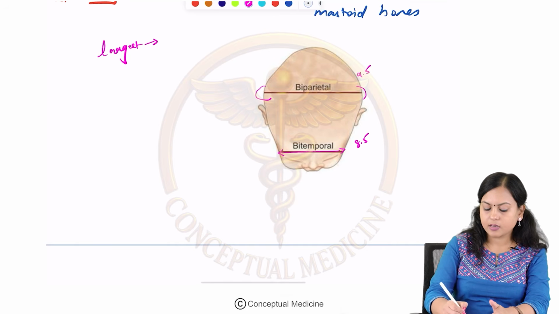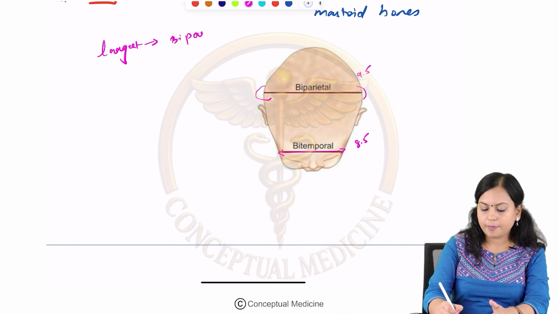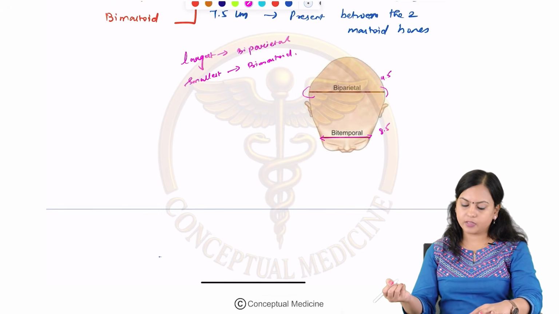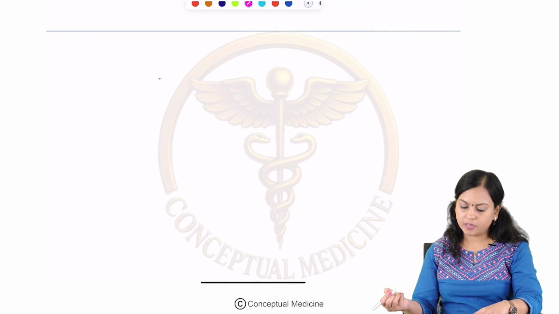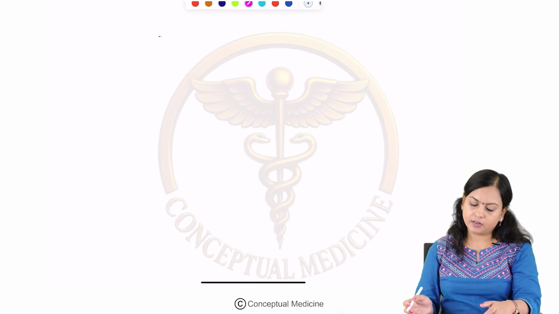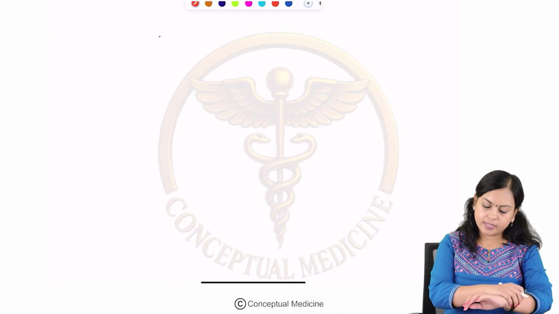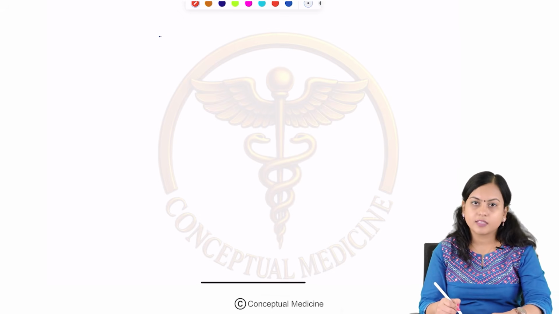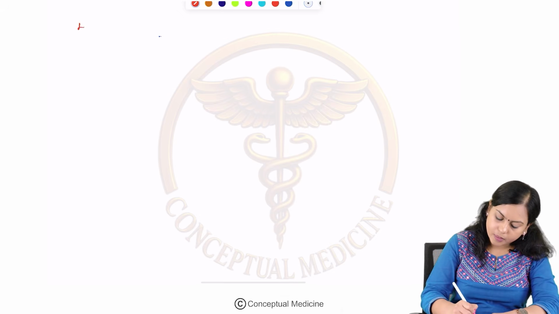Is the biparietal diameter. Which is the smallest transverse diameter? Is the bimastoid diameter. Okay. Now, we will see the other diameters also.